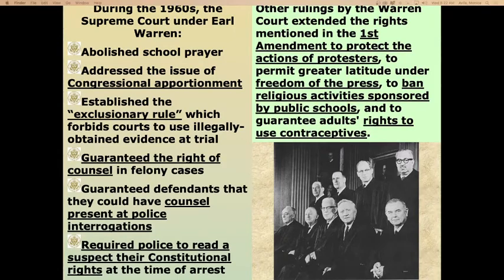Hey guys, it's your retired teacher back again, and this time I'm starting up with the second part of LBJ. We're going to be looking at things happening in the country during his presidency.